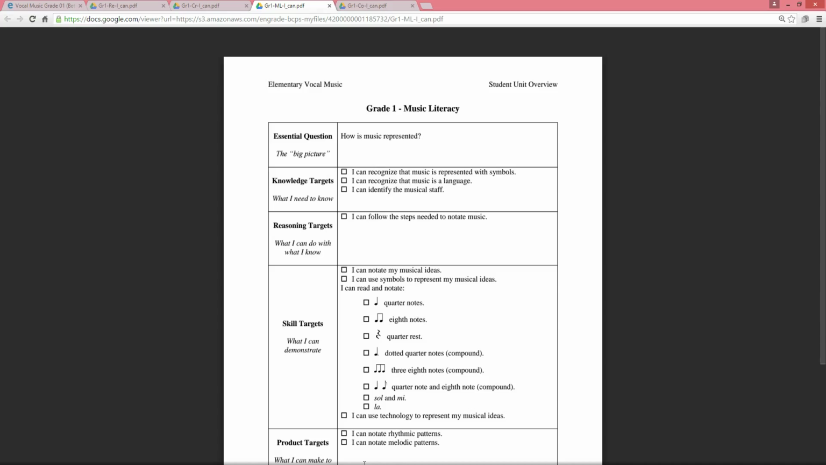Our goal is to essentially include multiple skills or concepts from each of the buckets in order to create meaningful lessons for our students.